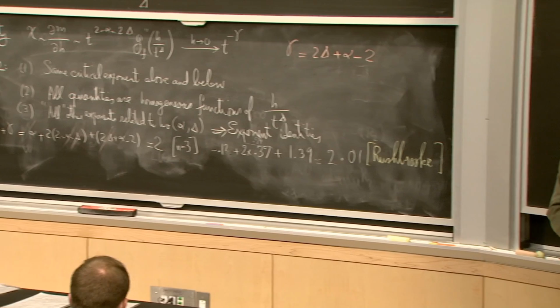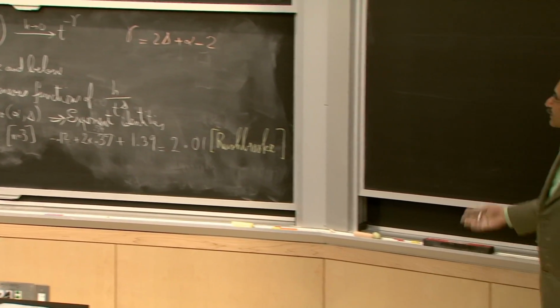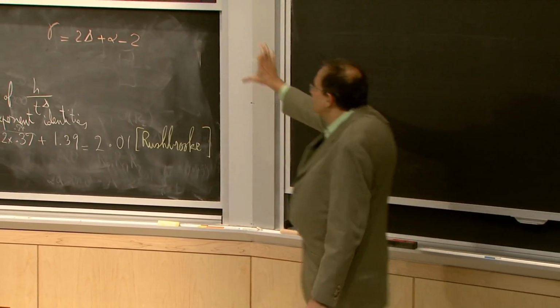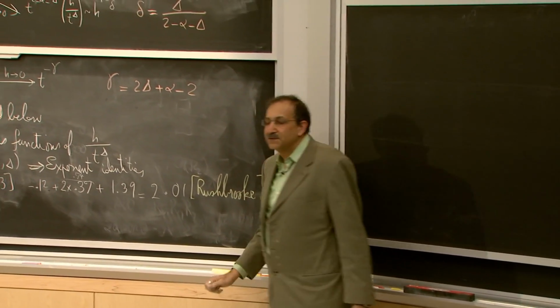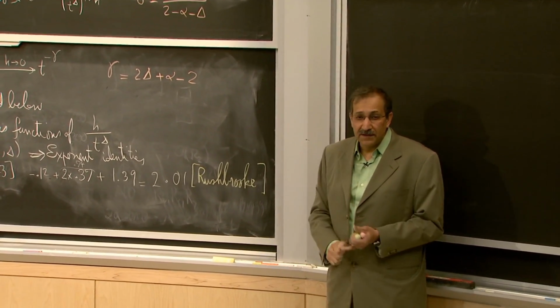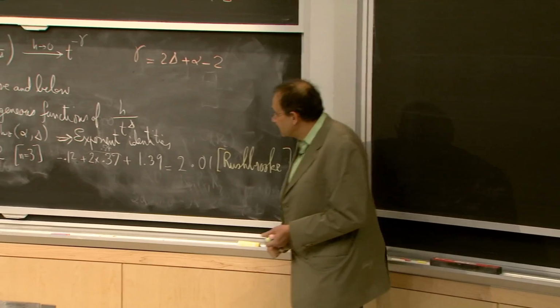Now this goes by the name of the Rushbrooke identity. So the Rushbrooke group made a simple manipulation based on thermodynamics, and you have a relationship between these things.